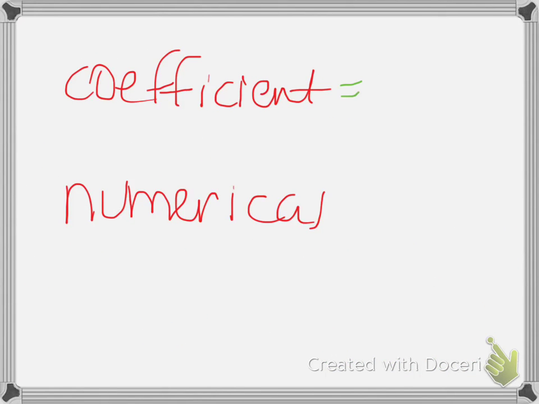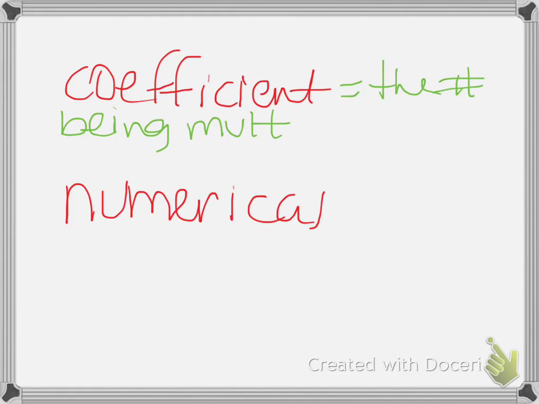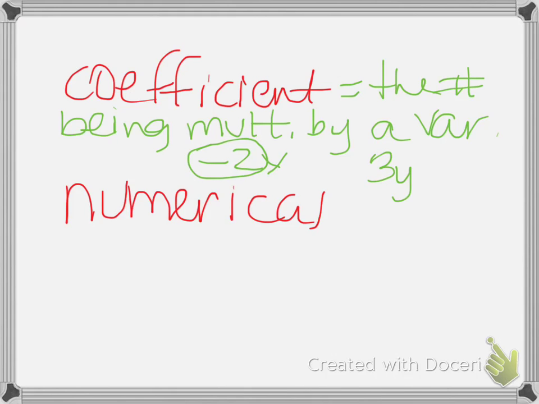Coefficient is the number being multiplied by a variable. Okay, so when we say a coefficient, it's that number in front of the variable. So in negative 2x, the negative 2 is the coefficient. In 3y plus 4, the 3 is the coefficient.